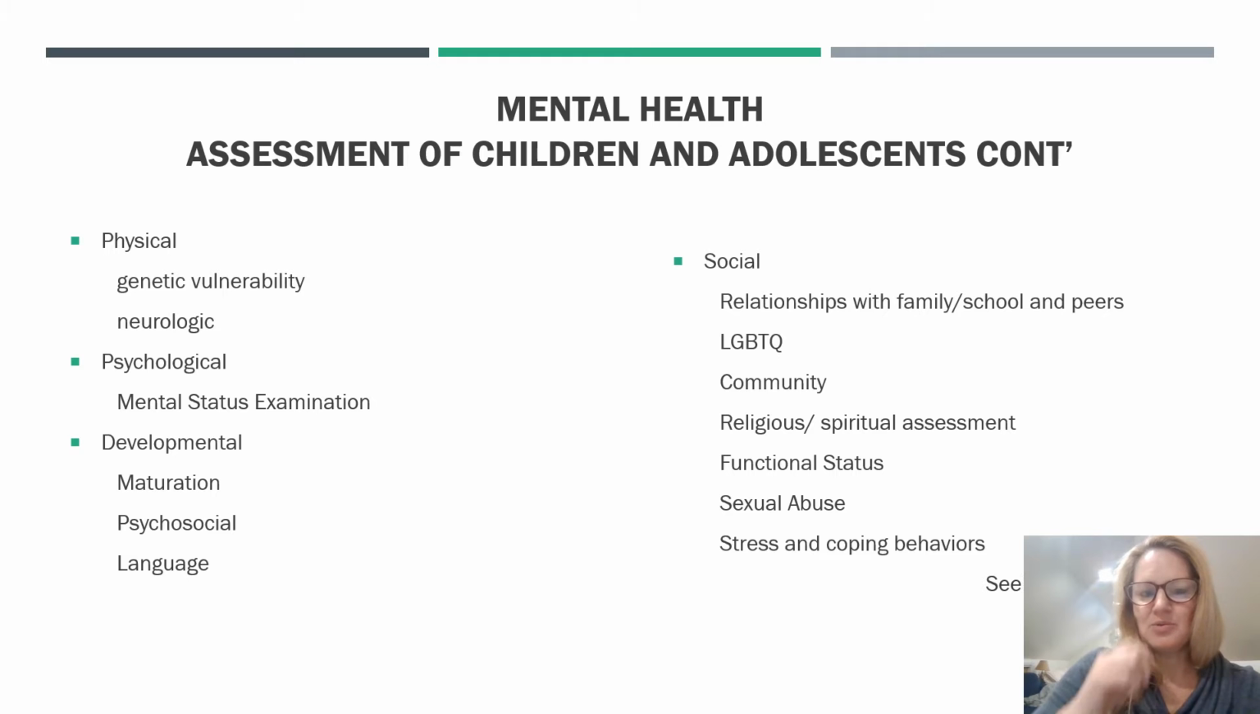So we will also use play with children, because sometimes they'll act out things that are going on. For children and adolescents, we're going to assess physical items like that genetic tree, what happened with mom and dad and then their parents. Look at that genetic component. Is there vulnerability there? Neurologic issues, psychological issues, so that mental status examination, it's a form that they fill out.